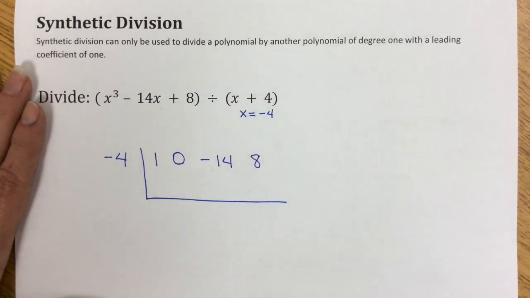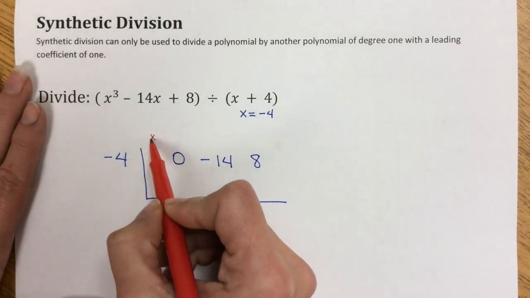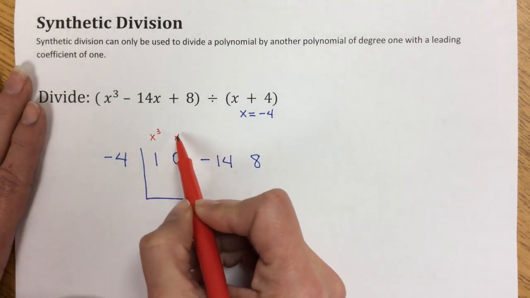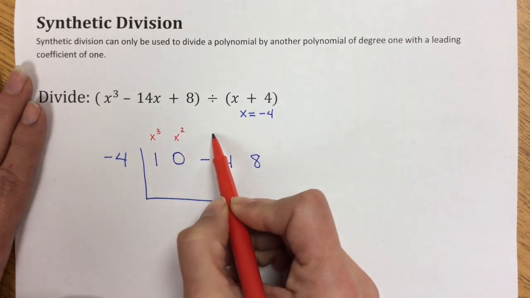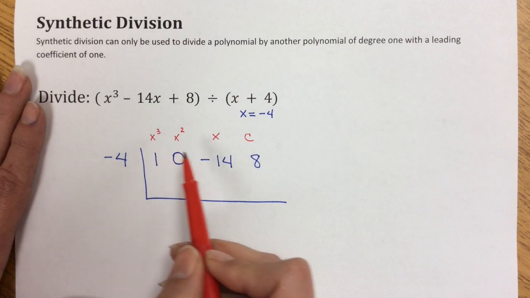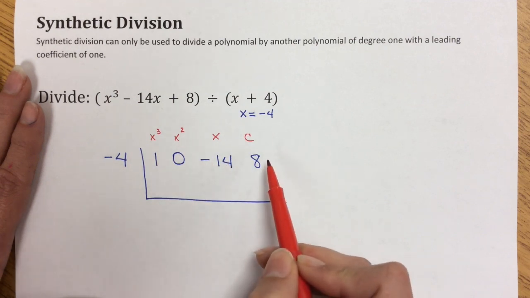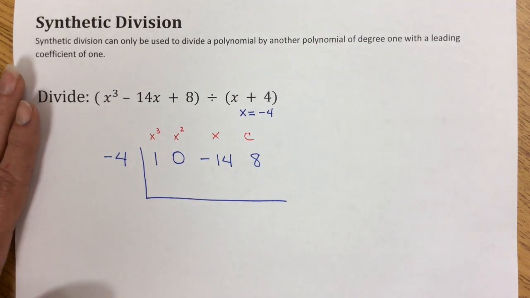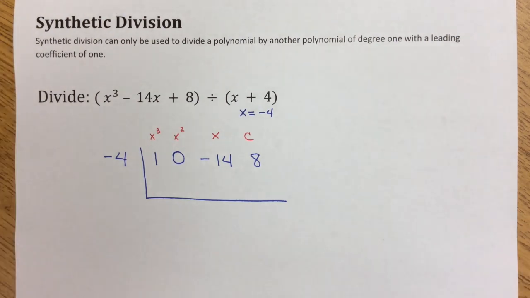If you would like, just to make sure that you don't miss any terms, you could write your degrees up here so that you get it correctly. So x cubed, x squared, x, and constant. Now, once you've done this, your setup is complete and we're ready to do some synthetic division.